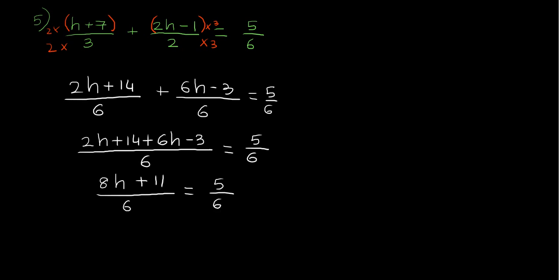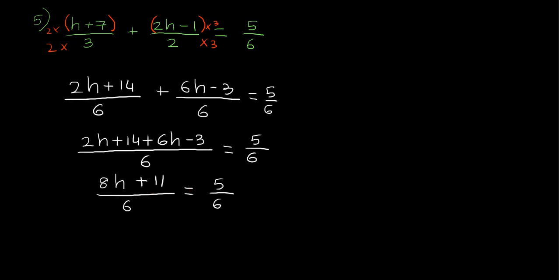Okay, at this point I'm going to pause, and you can see everything on the left hand side is one fraction. So 8h plus 11, all of it divided by 6, and on the right hand side we have 5 over 6. So when I have a situation where, what was that? How did that disappear? That's interesting. Okay, I get distracted.